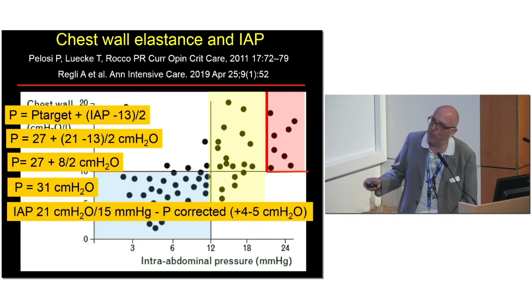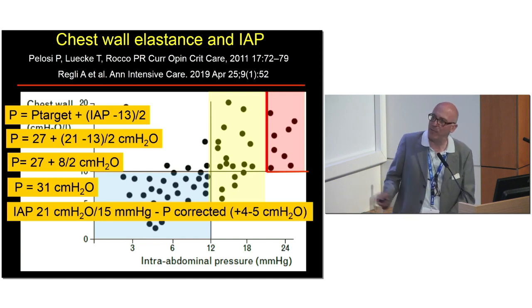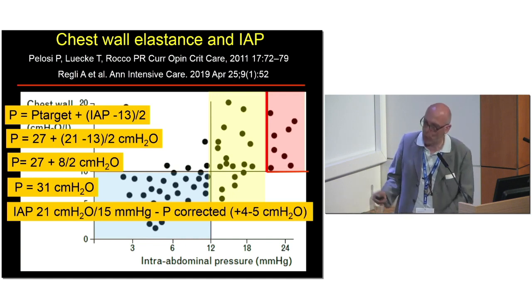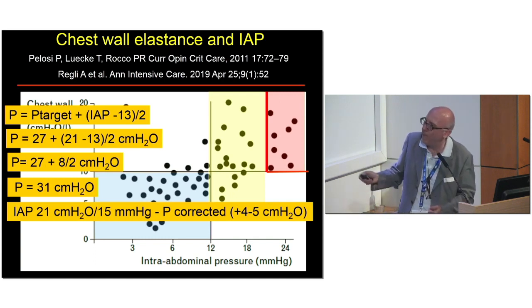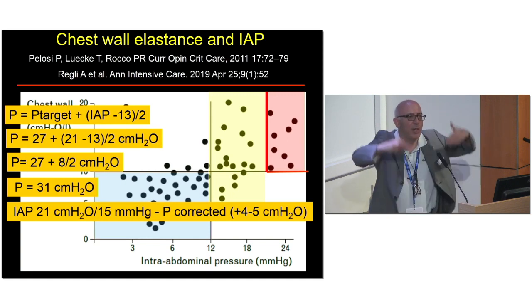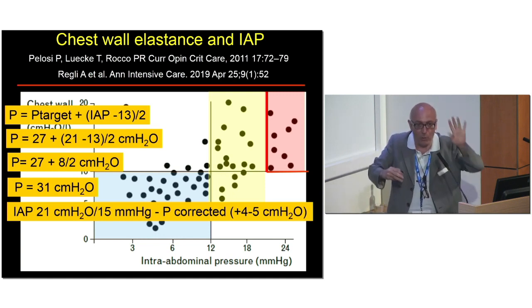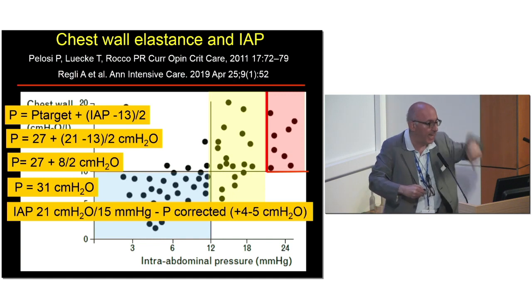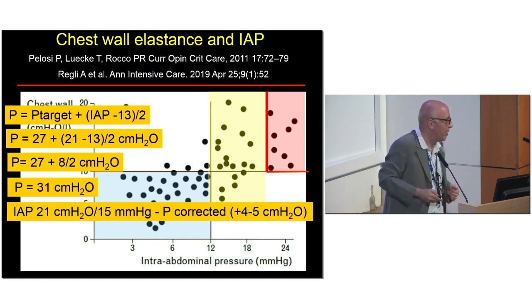So it means that if you have an intra-abdominal pressure of 21 centimeters of water, or the equivalent of 15 millimeters of mercury, you should correct, if you want to get the same level of transpulmonary pressure, for 5 centimeters of water higher in airway pressure. Is it clear? In an obese patient, you can accept for the same level of safety 4 to 5 centimeters of water higher in the airway pressure without measuring any esophageal pressure. Just a very easy bedside correction.